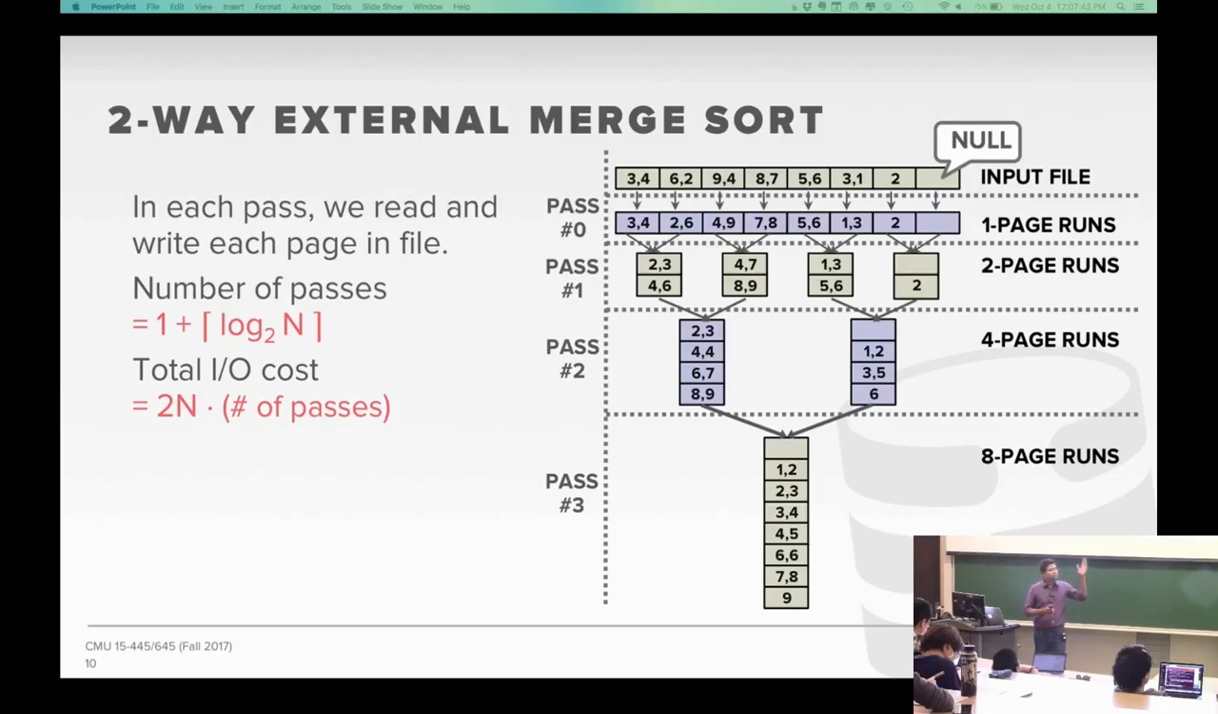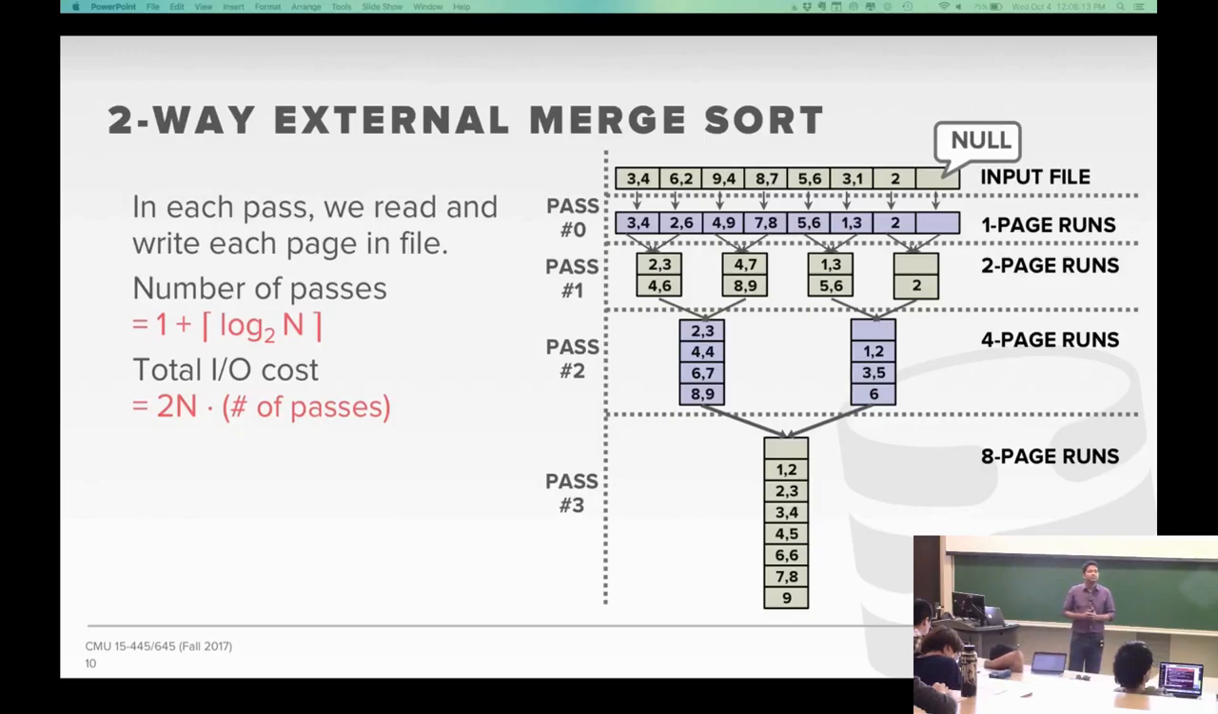And then you still have this pre-processing pass. So the total number of passes is 1 plus log n. And the total I/O cost, because in each pass you are reading and writing a page once, is basically 2 times, and there are, let's say, n pages in the table. So you have 2n into the number of passes. That's the total I/O cost of the operation. So this is the high-level idea of a two-way external merge sort operation.